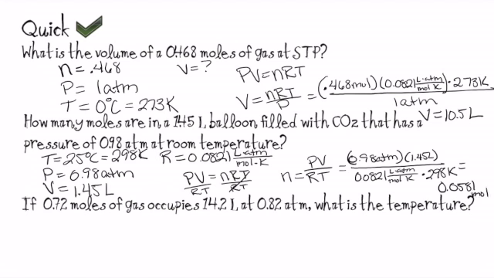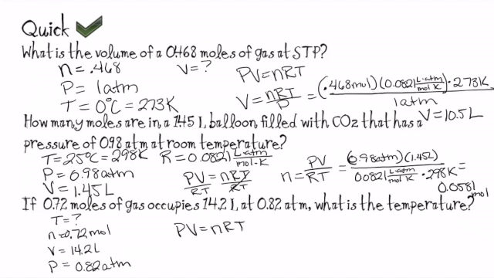And the last example. If 0.72 moles of a gas occupy 14.2 liters at 0.82 atmosphere, what is the temperature? So we are looking for temperature. We know moles, we know volume, and we know pressure, so we need to find temperature. Our first step is to rearrange our equation. This time we're looking for T. So we're going to divide both sides by nR. So T is equal to PV over nR. Now we plug everything in.